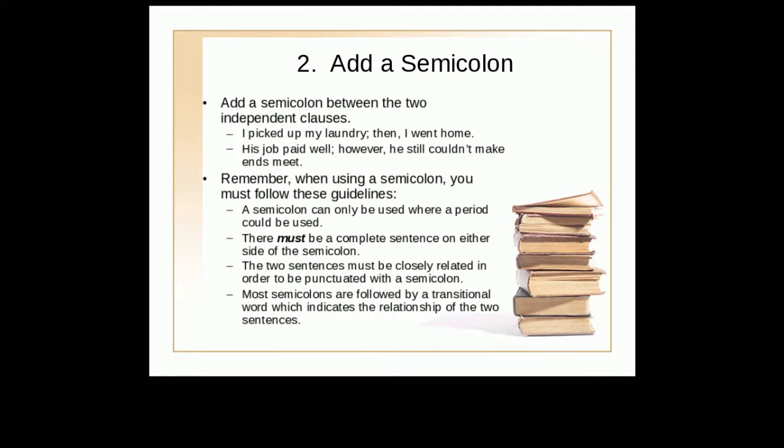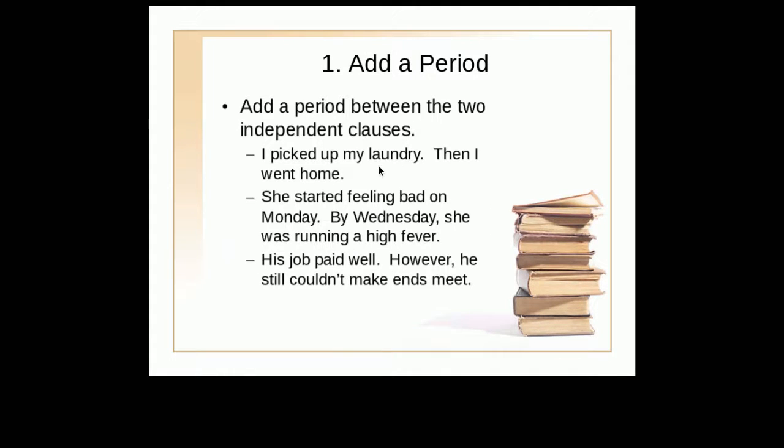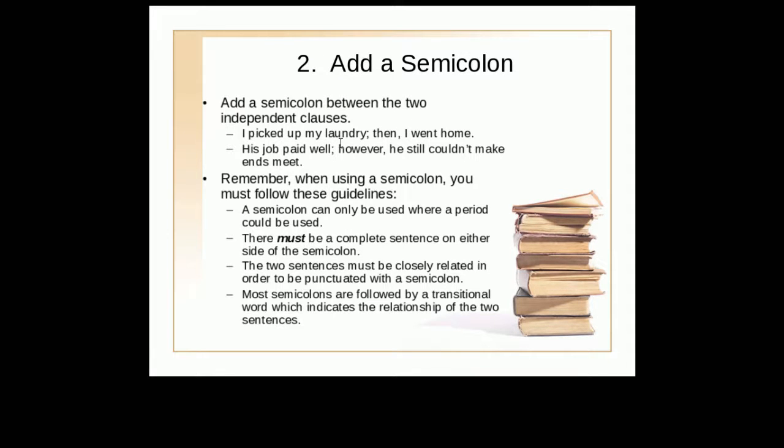The semicolon. You want to add a semicolon between two independent clauses. Independent clause, remember, means complete sentence. They have to be independent, so if you took them apart, they would be complete sentences. So remember back here, I picked up my laundry, period. Then I went home. These are two sentences. If we go over here, you could say, I picked up my laundry, semicolon, then I went home. This is often in the place of a period.